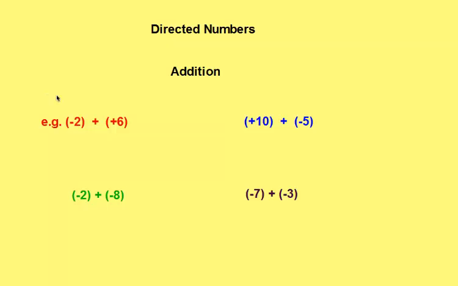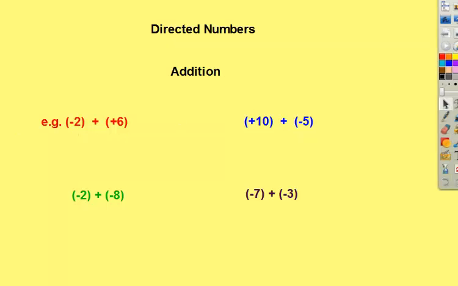So in today's lesson we want to learn how to add directed numbers, things like this: negative 2 added to positive 6, positive 10 added to negative 5, and so on. It's a good idea when you're doing addition to think of add as "and". This really means negative 2 and negative 6.